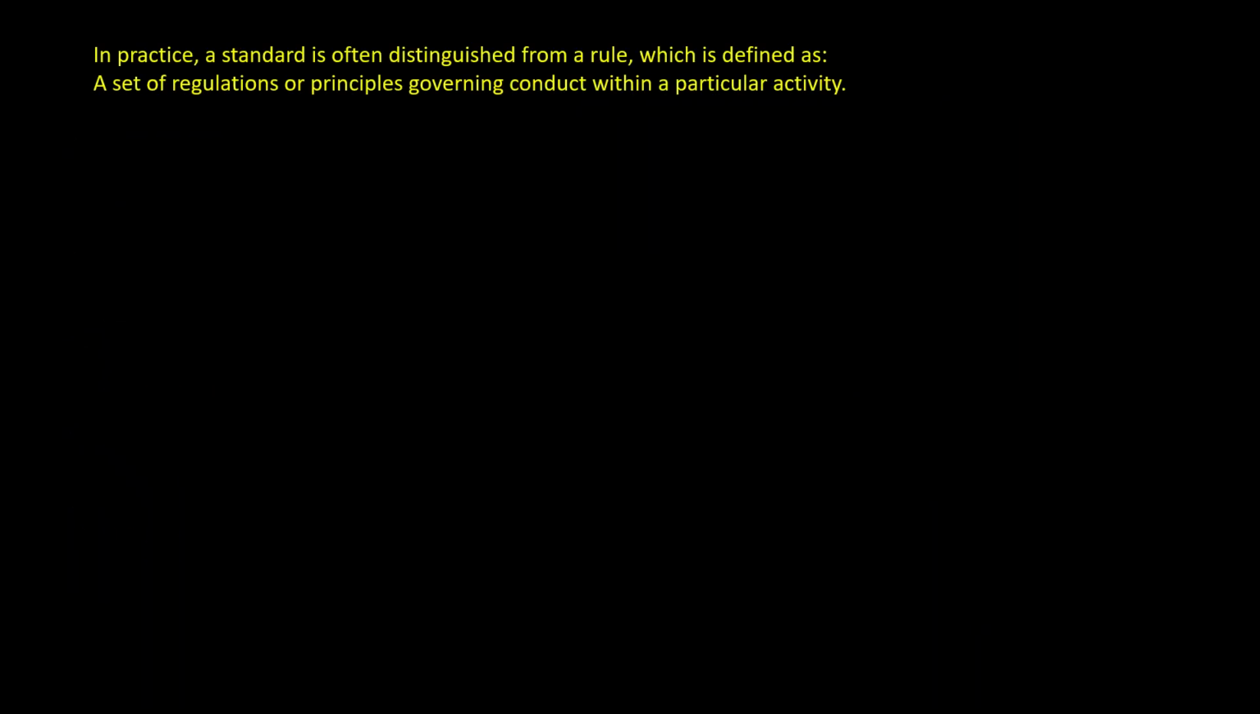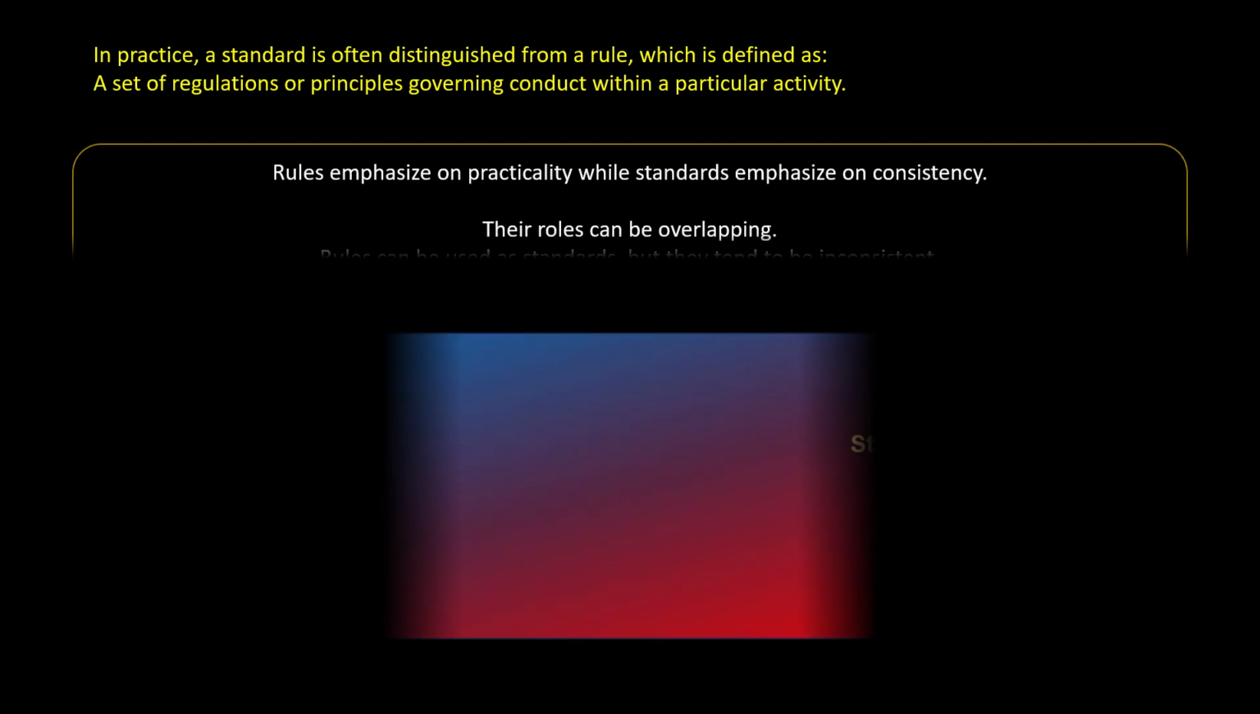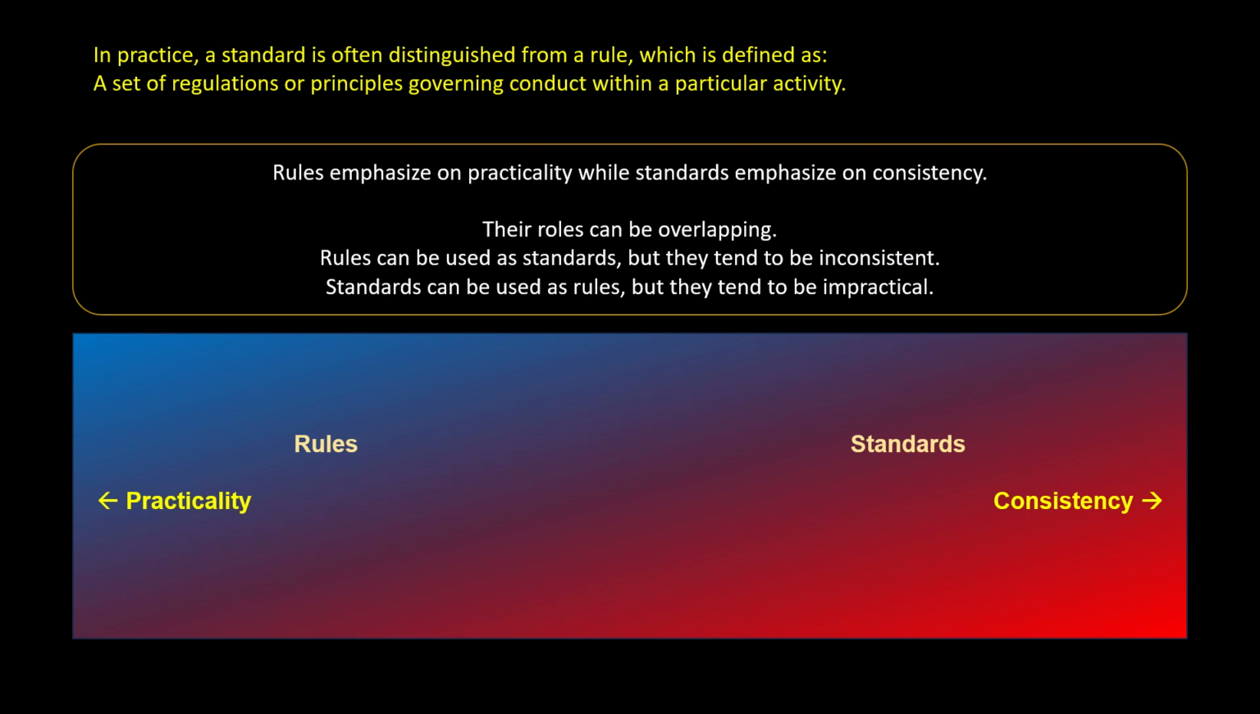In practice, a standard is often distinguished from a rule, which is defined as a set of regulations or principles governing conduct within a particular activity. Rules emphasize practicality, while standards emphasize consistency. Their roles can be overlapping. Rules can be used as standards, but they tend to be inconsistent. Standards can be used as rules, but they tend to be impractical.